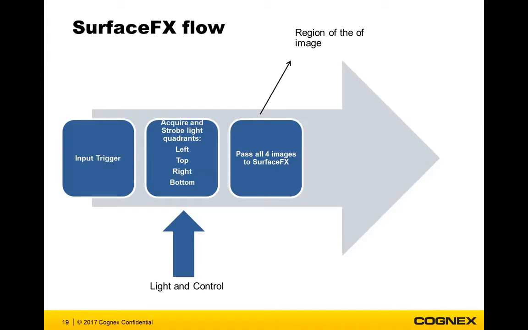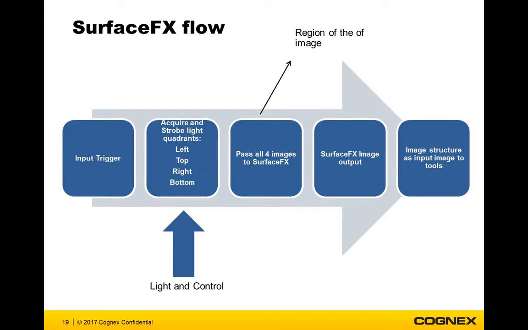All right, so you get those 4 images, those 4 regions. You're going to pass those to SurfaceFX. SurfaceFX is going to work its magic, and it's going to give you an output image. Now you can use that output image as an input to other tools. For example, you can input that into OCR, into Data Matrix, into Blob. So you can use that image for that.